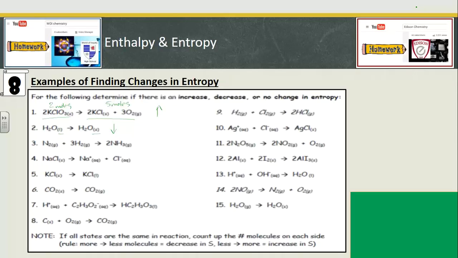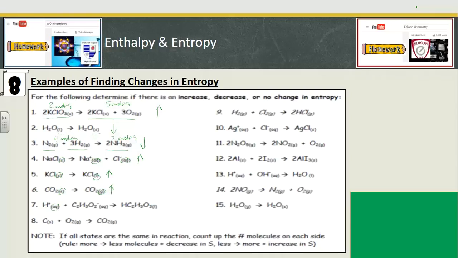The third one, we have two reactants becoming one product. We have 4 total moles and 2 total moles. So the randomness and disorder is decreasing when that one is formed. This solid is becoming aqueous ions. That's an increase in entropy. This solid is melting and becoming a liquid. That is an increase in entropy. This solid's turning into a gas. That is an increase in entropy.